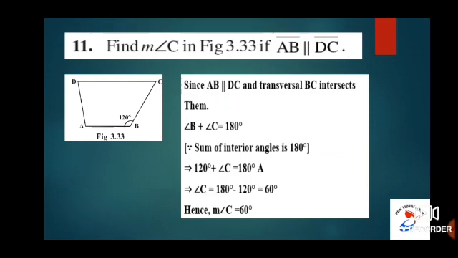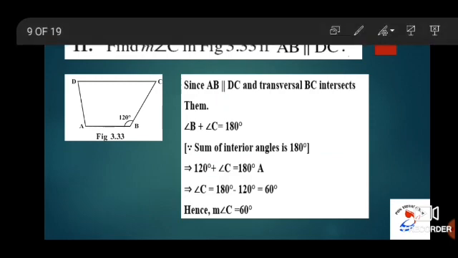Question number 11. You have to find the measure of angle C in this figure 3.3. They have also added one more condition stating that AB is parallel to DC. Here AB is parallel to DC and there is a transversal, that is BC. Hence you can say the sum of interior angles are supplementary. That is angle B plus angle C is equal to 180 degrees. That is 120 plus angle C is equal to 180 degrees.